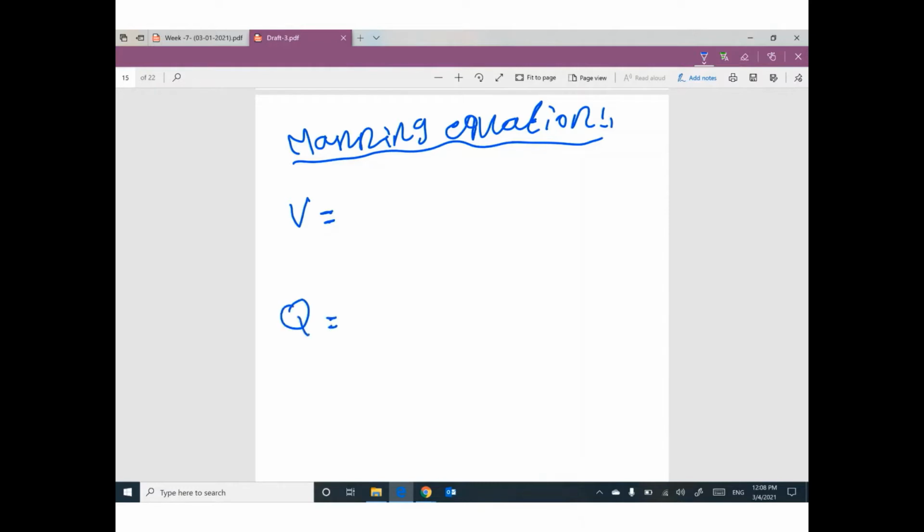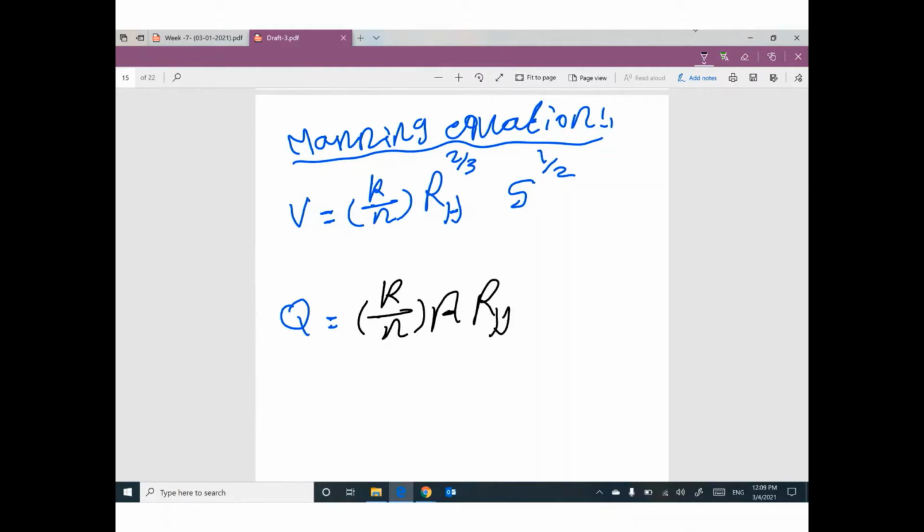The velocity equals K divided by N, R hydraulic radius to the power 2/3, slope to the power 1/2. If you add area to this term, K divided by N, area, hydraulic radius to the power 2/3, slope to the power 1/2, I can figure out the discharge. But the first one figures out the velocity.